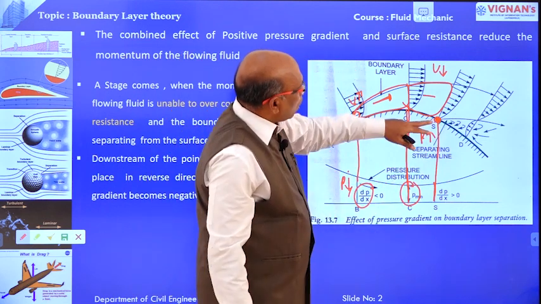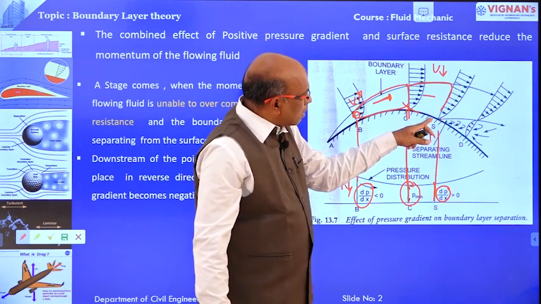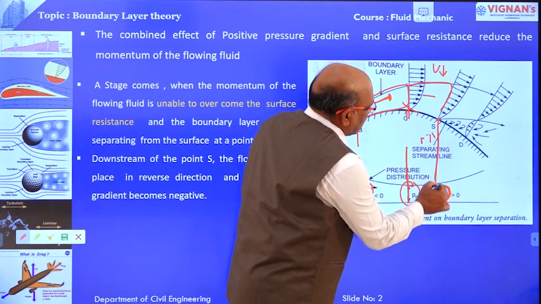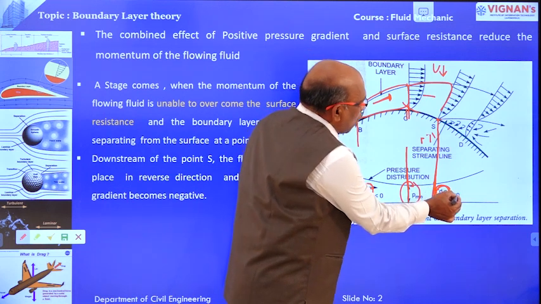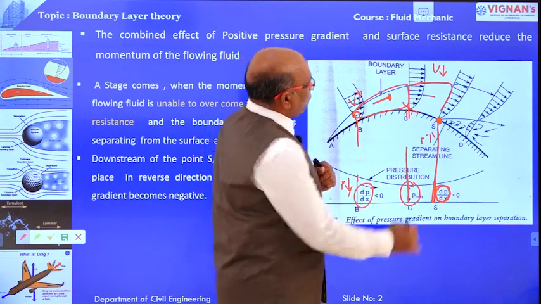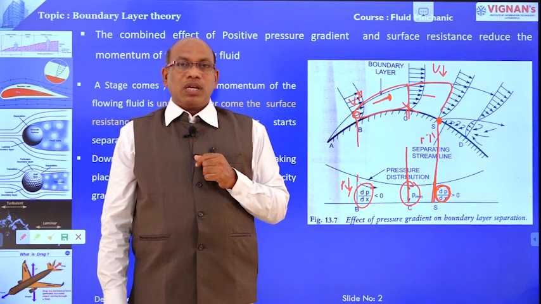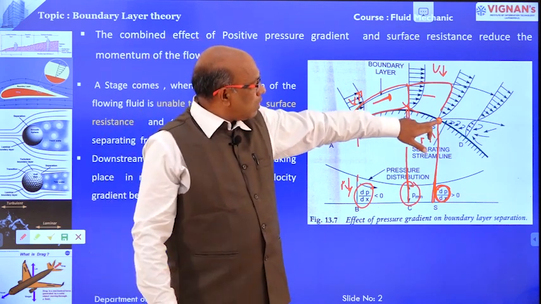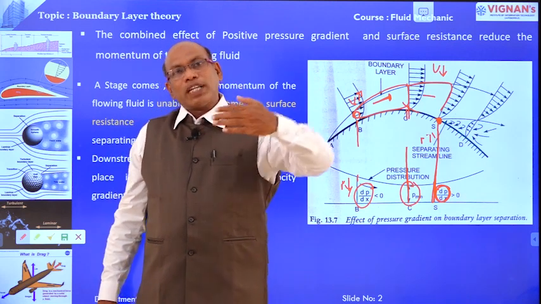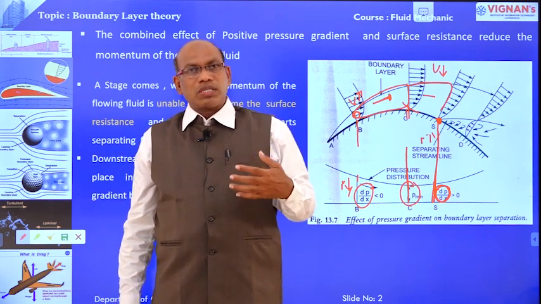At point S, the combined effect of the positive pressure gradient, because at point S dP by dx, the pressure gradient, is more than 0, and the surface resistance at this point reduces the momentum of the flowing fluid. Momentum of the flowing fluid reduces, automatically a problem is created.